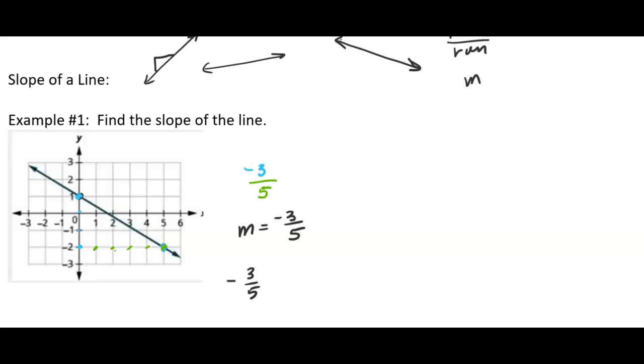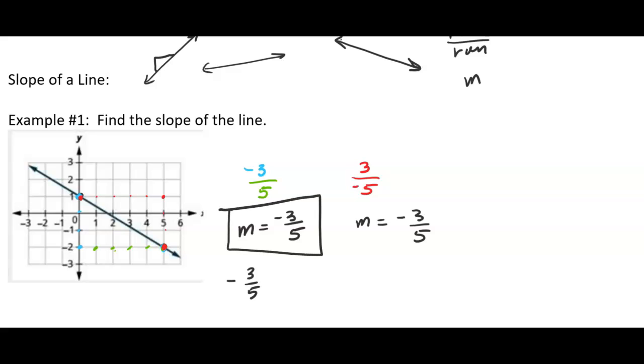Now, what if you wanted to go the other way? What if you wanted to start from this point here, and count up 1, 2, 3. So you count up 3, and then to the left, 1, 2, 3, 4, 5. But because it's to the left, it'd be -5, so it'd look like that. And it's the same value, right? So you're still getting the slope, m equals -3 over 5. That would be the slope of this line.